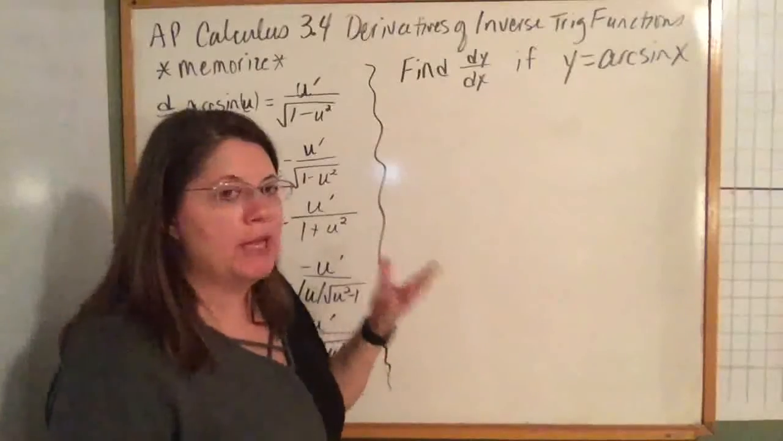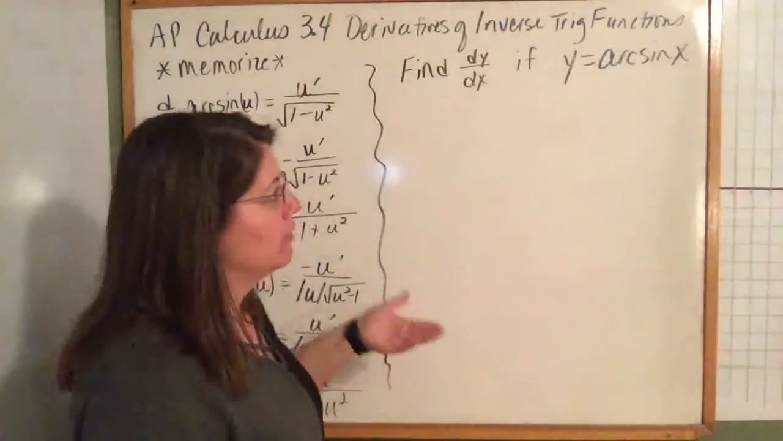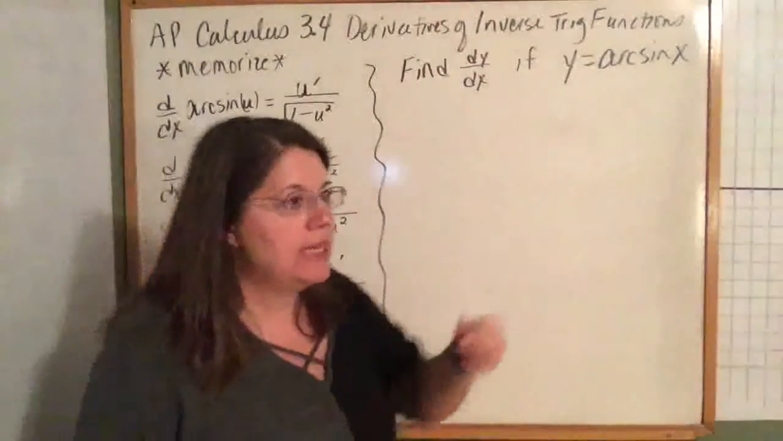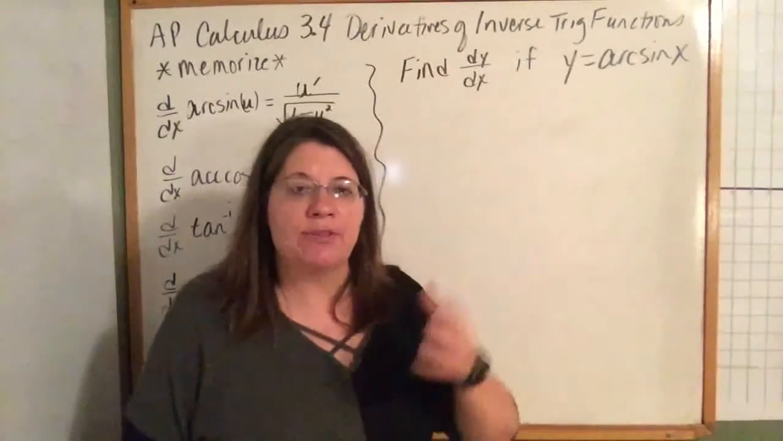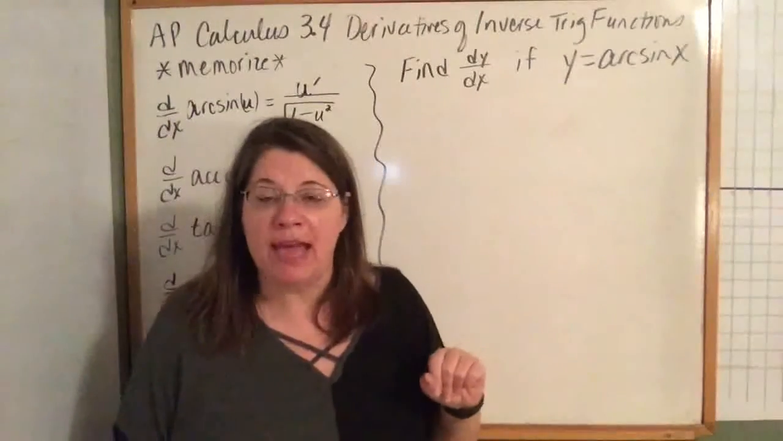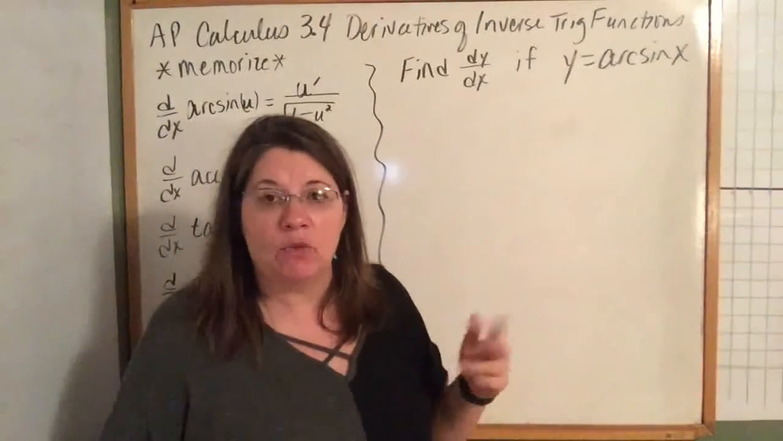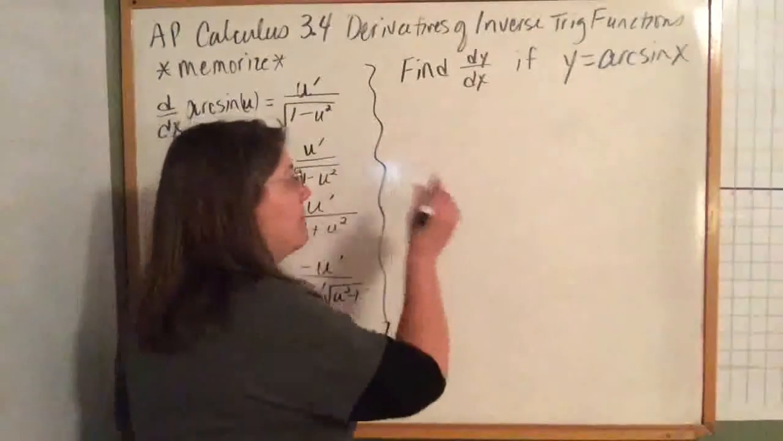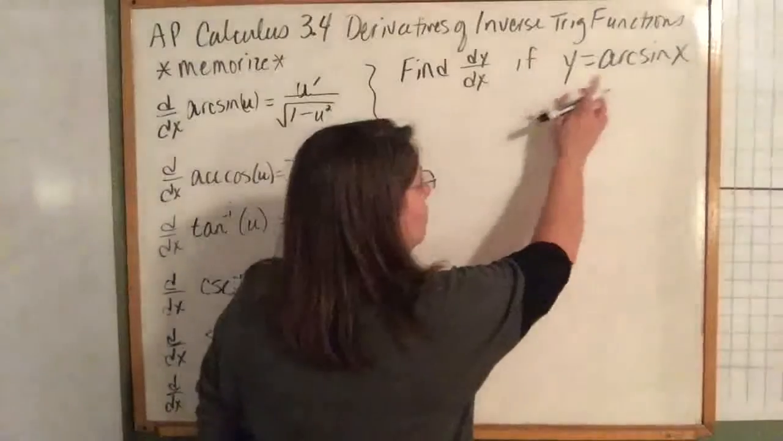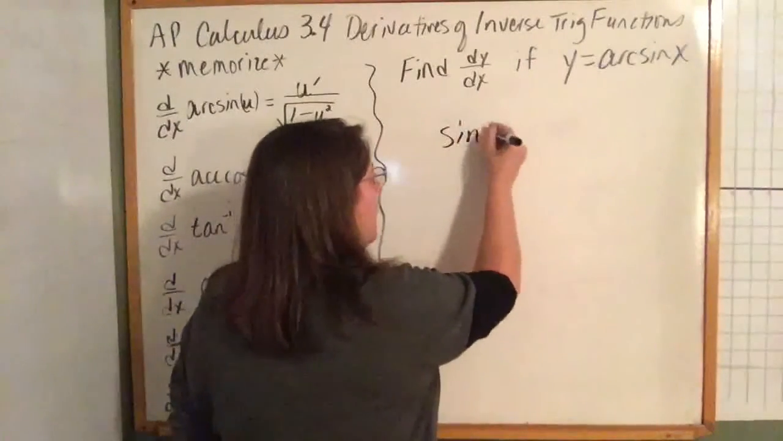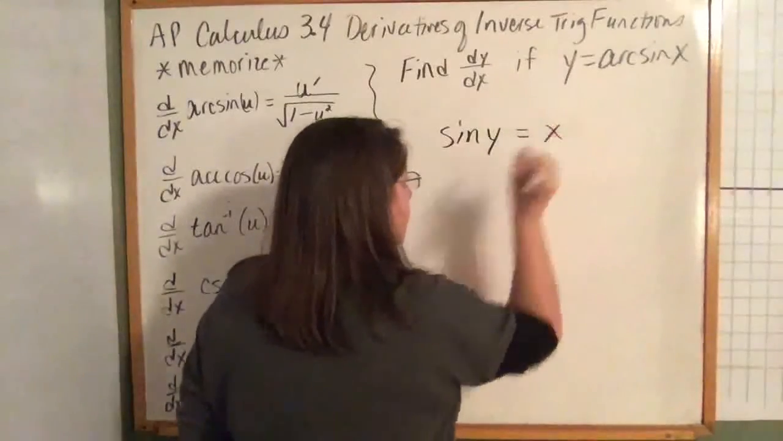So we know from inverse functions and our work with inverse functions from Algebra 2 and Pre-Calculus that if we have an inverse function, the inverse of arc sine is sine. So in order to get the inverse in terms of sine, all we have to do is switch our x and our y and change it from arc sine to sine. So what that means is if y equals arc sine x, then sine of y equals x.